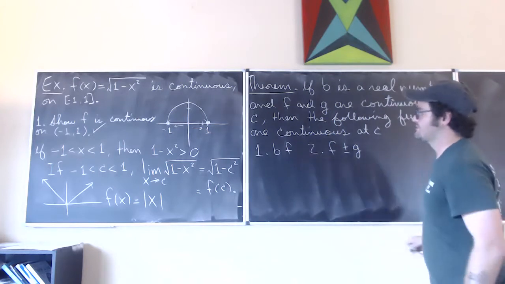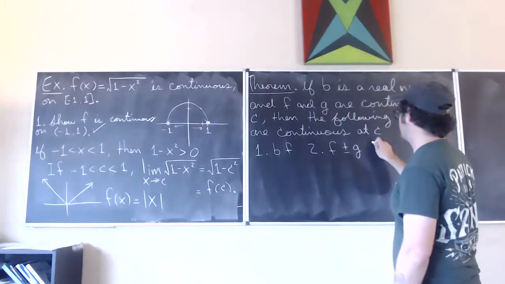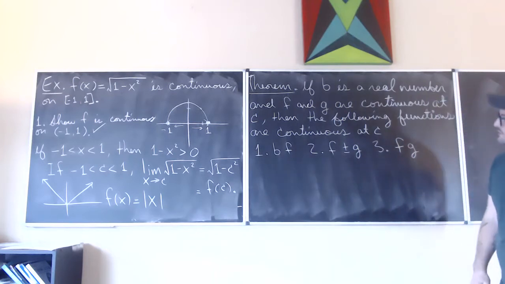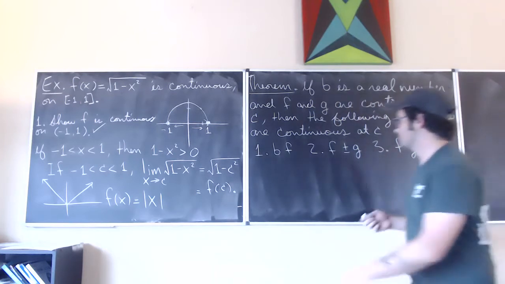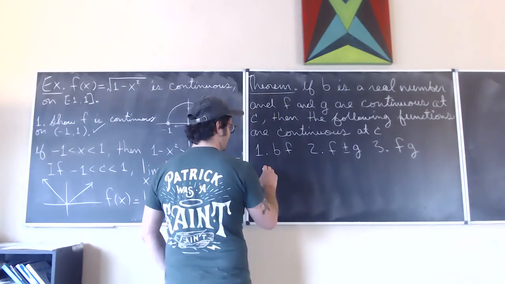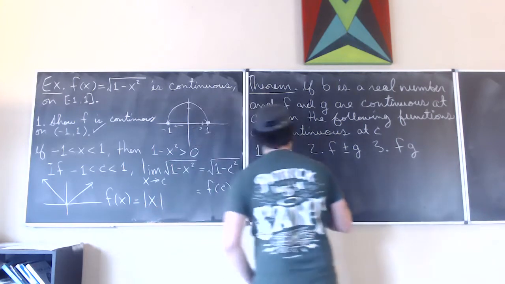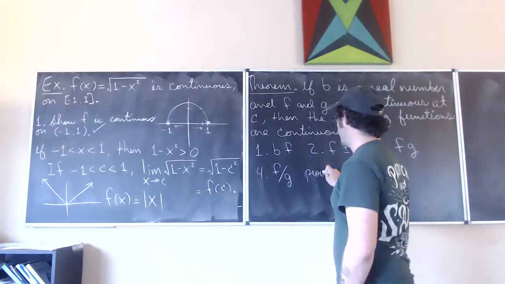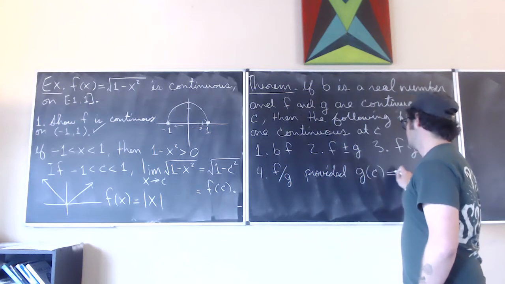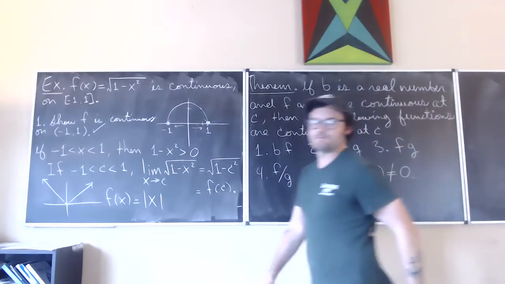So the constant times F is continuous. The addition or subtraction of the functions is continuous at that point. The product of the functions is continuous at that point. And F divided by G is continuous at C, provided G of C is non-zero. Okay.